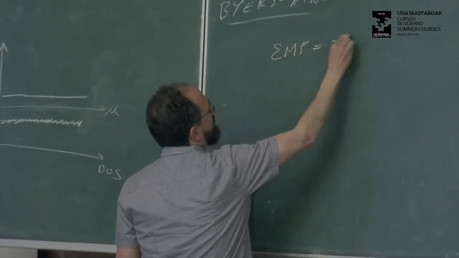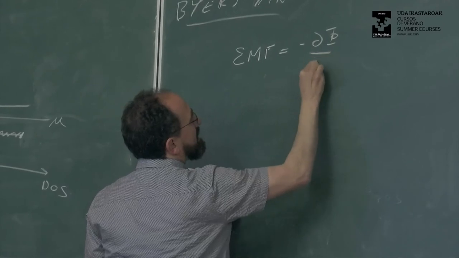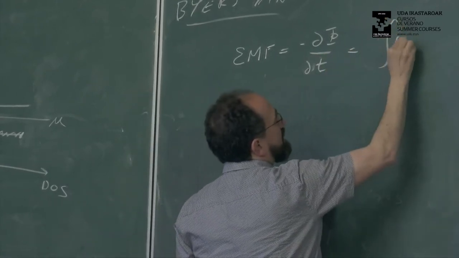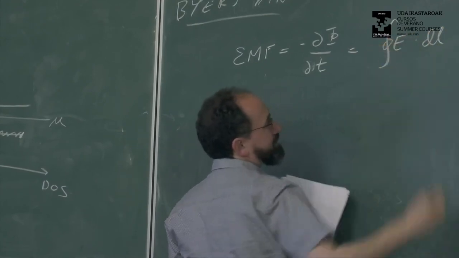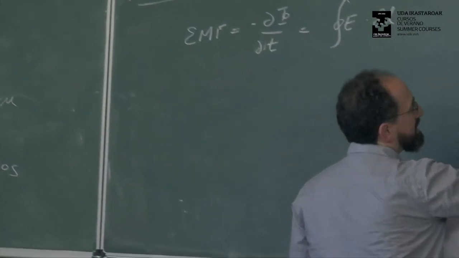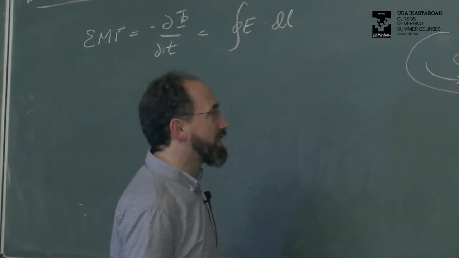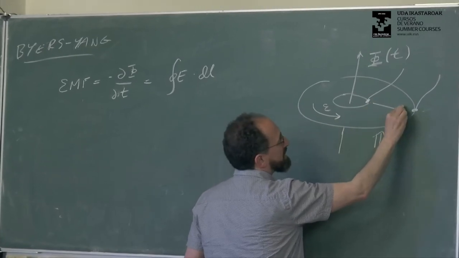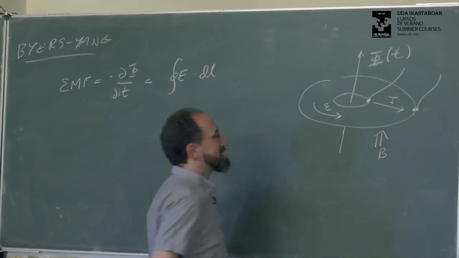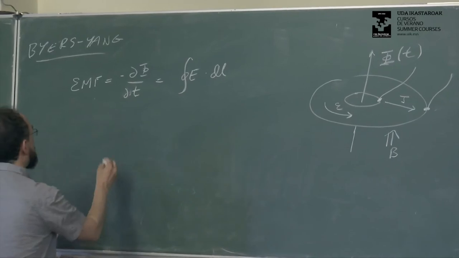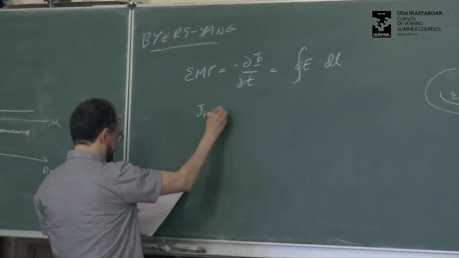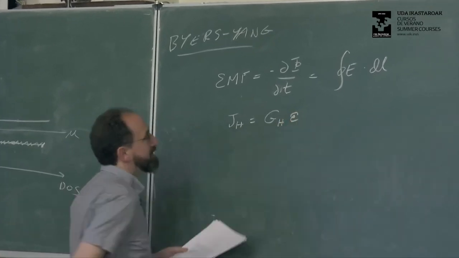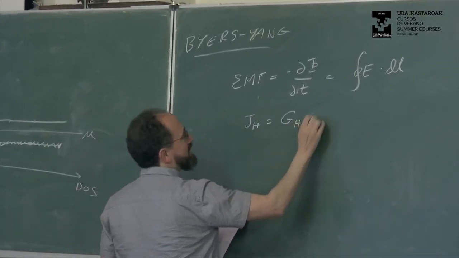EMF is minus d phi dt by Faraday. That's just the integral of E dot dl around the loop. So that will be going in this direction. And then if there is a Hall conduction, so this is E going this way, it will make a current from the inside to the outside. So J Hall is going to be whatever the Hall conduction is times the EMF from the inside to the outside.